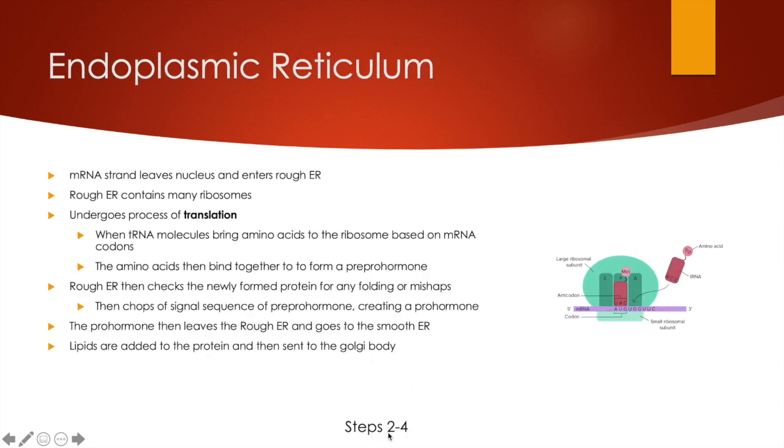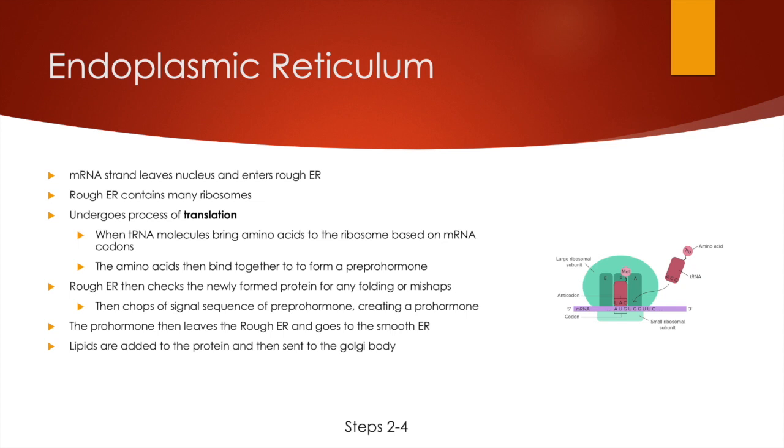Next, comprising steps 2 through 4, our mRNA goes to the endoplasmic reticulum. The rough endoplasmic reticulum contains lots of ribosomes, which are used in protein synthesis. At the ribosome, it undergoes a process called translation. This is when tRNA molecules bring amino acids to the ribosome based on the different mRNA codons that it reads. All these amino acids bind together and create a pre-prohormone, which is basically the precursor to a protein.